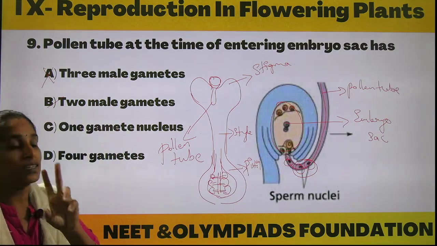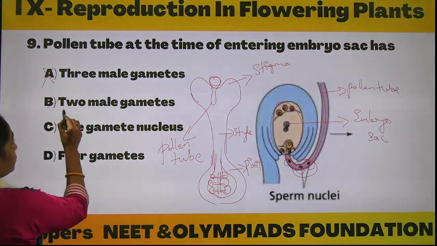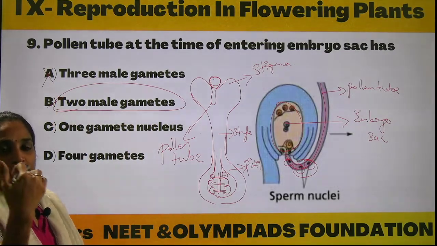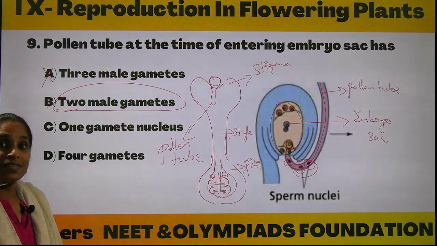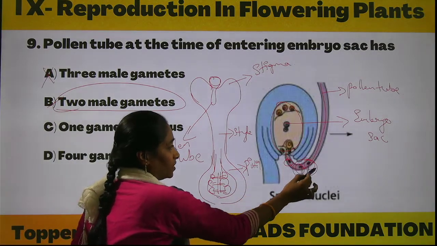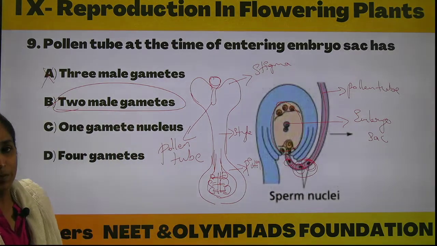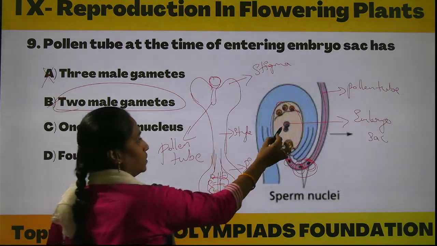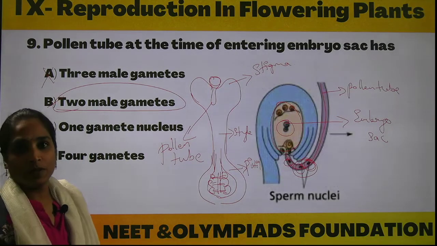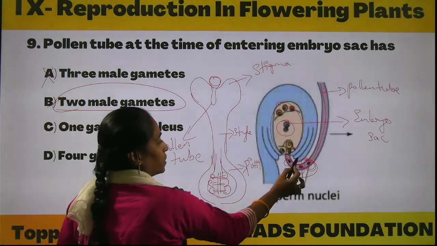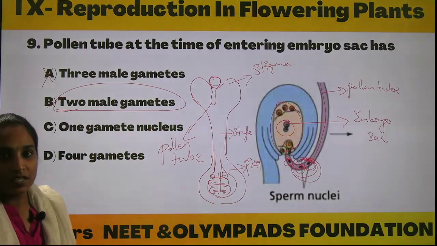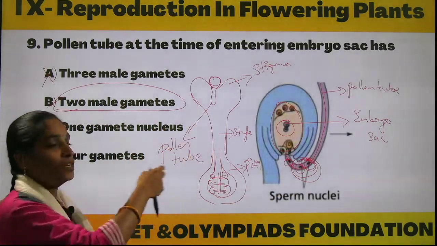So why does it have 2 male gametes? One sperm nucleus fuses with the egg cell and forms the zygote. The second sperm nucleus will reach the central cell and form the endosperm. So for double fertilization, this process is called the movement of the sperm cells, which are present in the pollen tube.